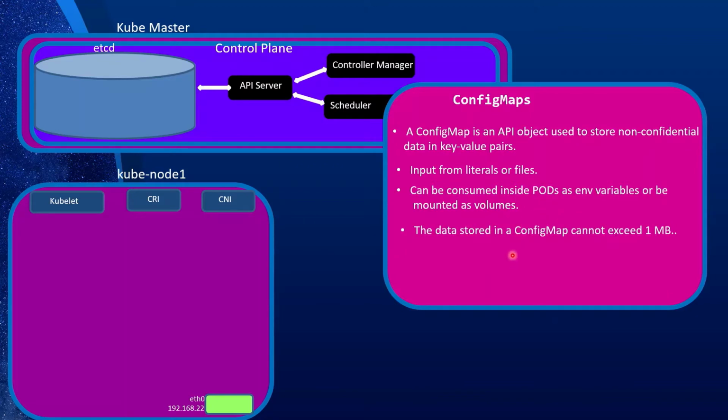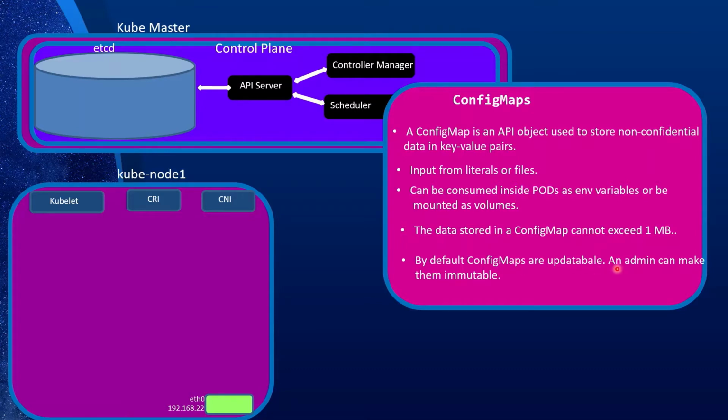The data stored in a config map cannot exceed 1 meg. So you have 1 meg of storage available per application. By default, config maps are updatable, and this is a great advantage over environment variables, as we saw previously. If you have values that may change frequently, then config map is the way to go. You can update them, and those updated values can be read inside the pod.